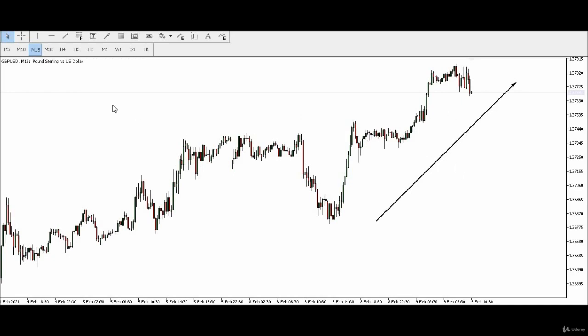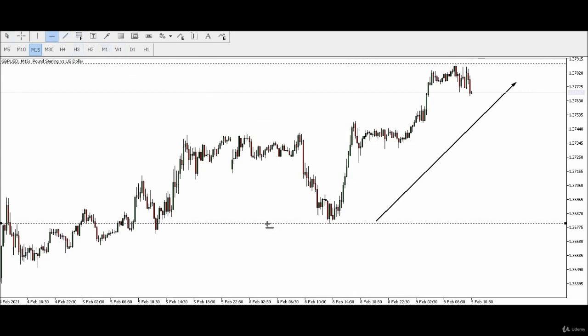And to mark some important points, this high and this low, but it's too far, so it's not important at the moment. And maybe this resistance and now support. So that's it.